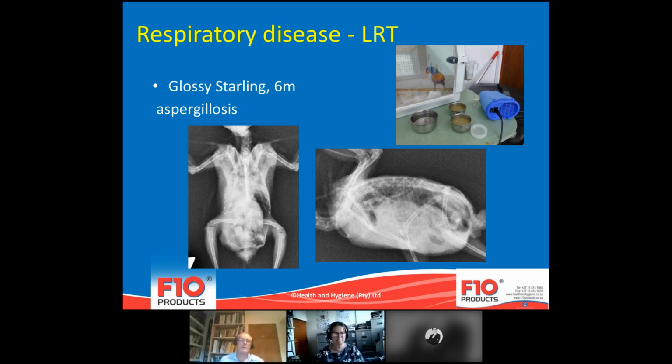And the other point I would say there is that because Aspergillus is due to either environmental contamination or stress in the individual so that their immune system is suppressed, if one glossy starling has got Aspergillus, then the rest of the group are going to be at risk. So there's a very good rationale for nebulizing all of them at that point in time and until you get the problem resolved.